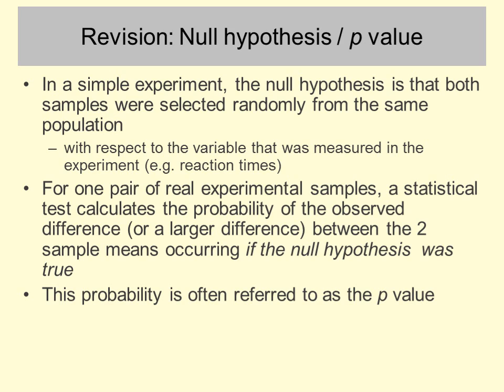So given the assumption of the null hypothesis being true, what statistical tests do is calculate the probability of the observed difference, or a larger difference, between two sample means occurring. And that probability is what you will hear referred to as the p-value.